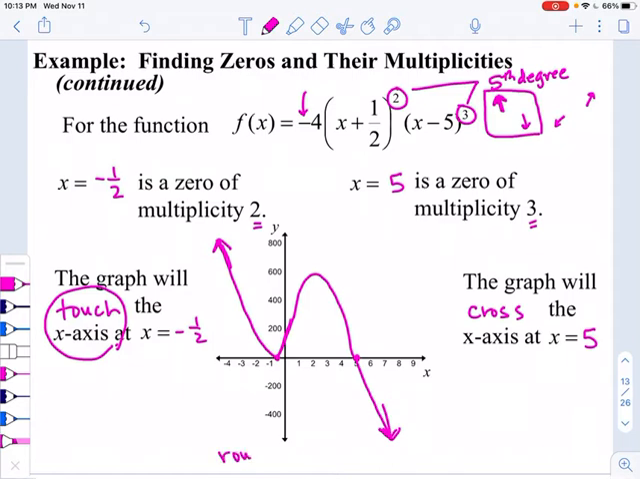And again, these are all just rough sketches. These are not exact answers. They're just to get the general picture of what's going on with that graph, right? It's going to come down, it's going to touch at that -1/2, it's going to go back up, it's going to turn back around, and then it's going to cross at that +5.